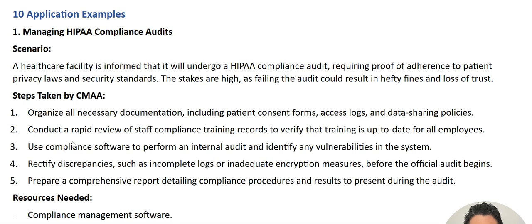sharing policies. Conduct a rapid review of staff compliance training records to verify that training is up to date for employees. Use compliance software to perform an internal audit and identify any vulnerabilities in the system. Rectify discrepancies such as incomplete logs or inadequate encryption measures before the official audit begins. Prepare a comprehensive report detailing compliance procedures and results to present during the audit. Resources needed.